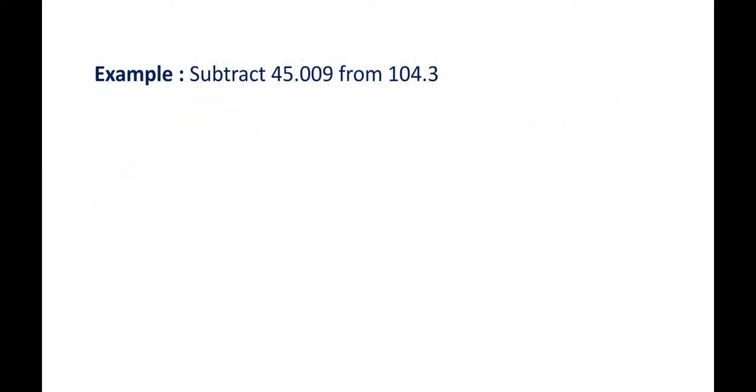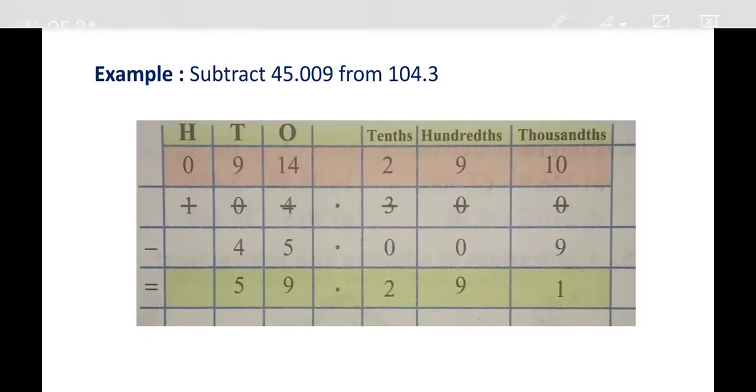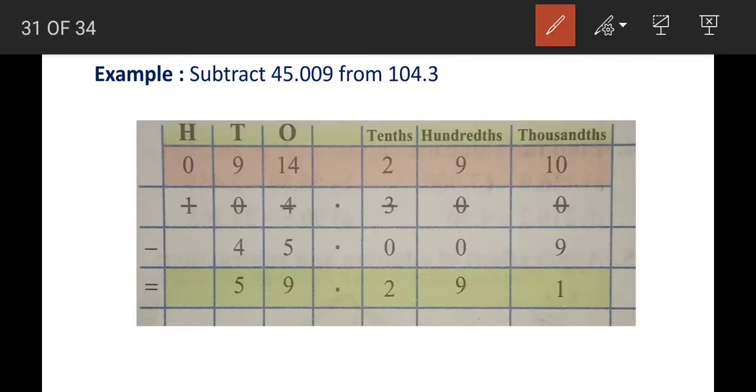So first question, subtract 45.009 from 104.3. In this way, by using the place value table, you can write the numbers so that the decimal points lie in the same column. The first number is 104.3, from which we have to subtract 45.009. First, we have to check whether they are like or unlike. We can see that these two are unlike decimals, so we have to put zeros on the right side of the other decimal number, so that we get like decimals.